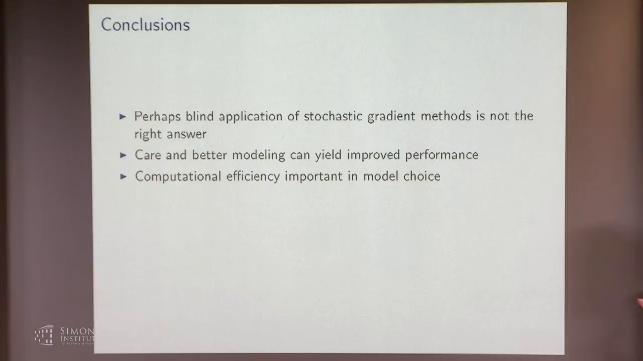If you're a little bit careful and just do a little better modeling of the problem you have at hand, you can get a lot better performance, and sometimes strikingly better performance. You can adapt to problem difficulty, you can be more robust to large variances in your functions, all sorts of things. There are often considerations of computational efficiency when you choose the models that you want to minimize.